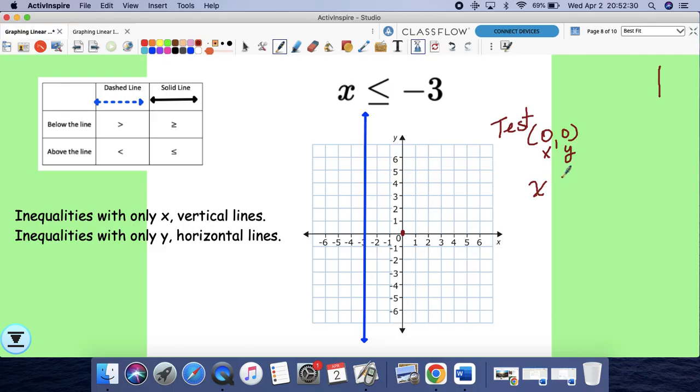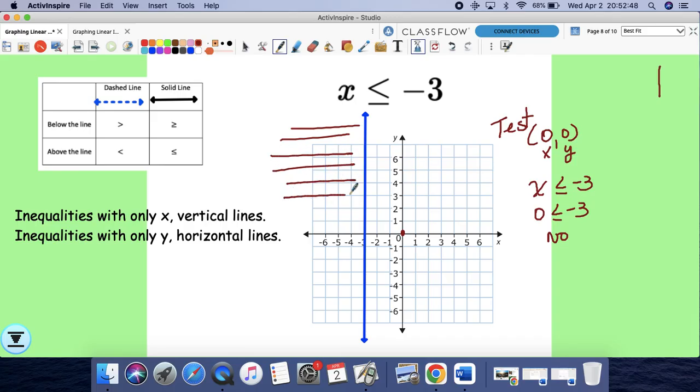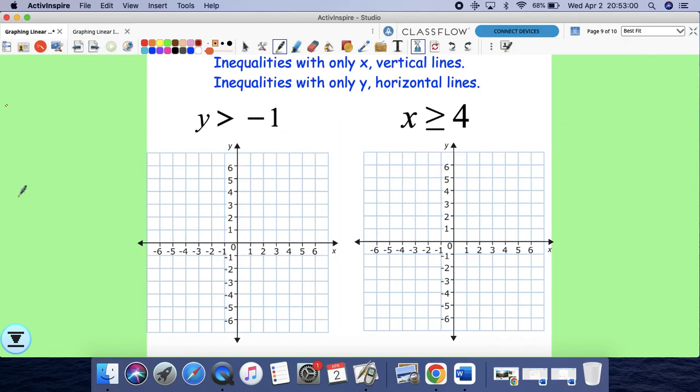My inequality is x less than negative 3. I'm going to use 0, right? So I'm going to replace it. And is that true? Is 0 less than negative 3? No, it's not. So the point 0, 0 failed to satisfy this inequality. So I don't want the side in which 0, 0 is, but rather I want the other side. And that is a side that every x value is less or equal to negative 3, including points on the line.